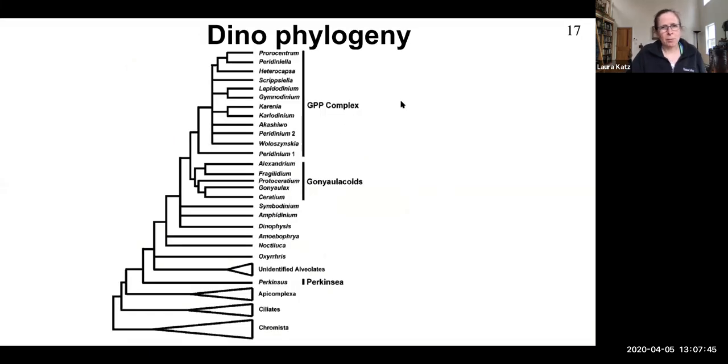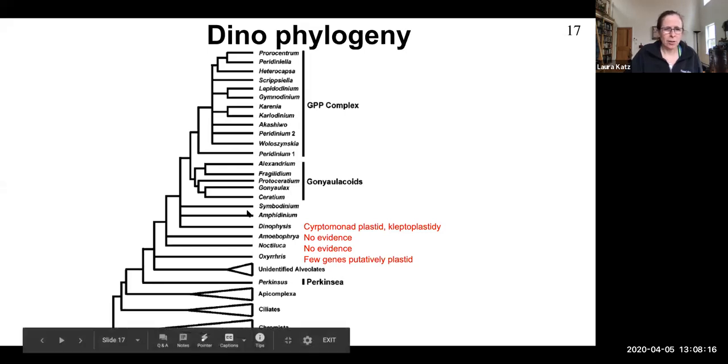I'm going to add just a little bit more detail. Here's a phylogeny of dinoflagellates. These down to Noctiluca are all dinoflagellates. These are all photosynthetic, but this Dinophysis has a plastid that is clearly kleptoplastidy. It stole it from a cryptomonad. And both Amoebophrya, which is a parasite, and Noctiluca, which is one of these blooming ones I'll talk about in a minute, show no evidence of plastid. Oxyrrhis is sister to dinoflagellates and may have a little bit of past history of plastids there. So I leave it to you, plastid ancestral or not.